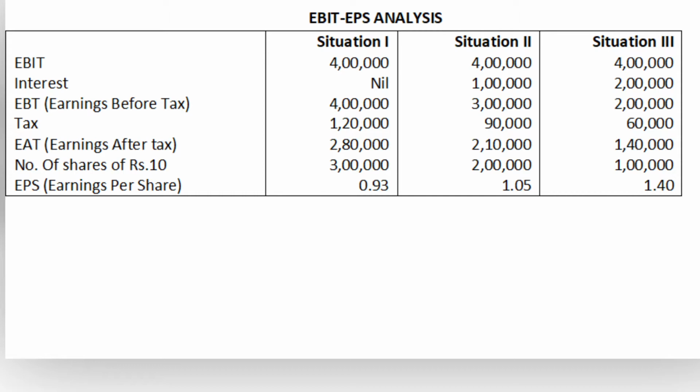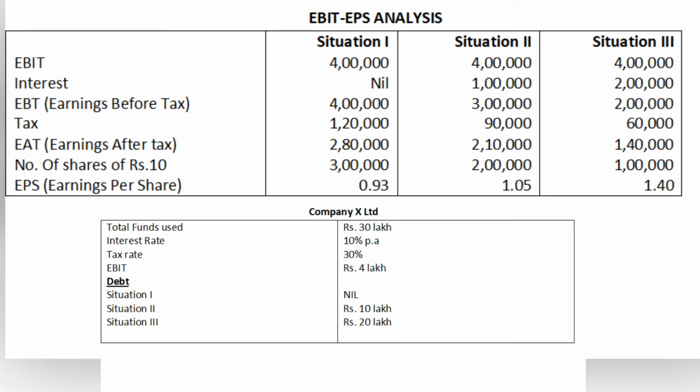Now let us do the EPS EBIT analysis. EBIT is earning before interest and tax, and EPS is earning per share, how much the shareholder is earning per share. Now EBIT in all the three situations were assumed to be 4 lakh rupees. This was already given in the question. Now interest rate was 10% per annum. Now in situation number 1, there was no debt, right? So in case of no debt, no interest would be charged. So the interest is nil.